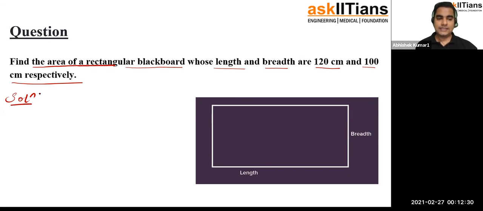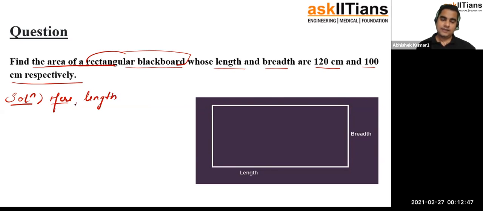So this is super easy. We are provided a rectangular blackboard, and we know how we calculate the area of any rectangle. Area of any rectangle is always given by length into breadth. So here we are provided length, that is L, which is equal to 120 centimeter. We are provided breadth, which is the same as B, that is equal to 100 centimeter.